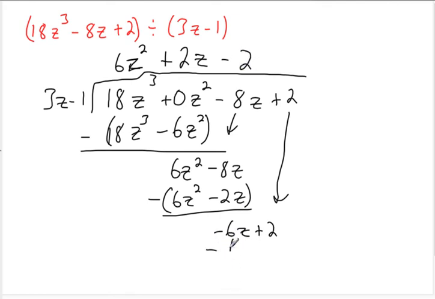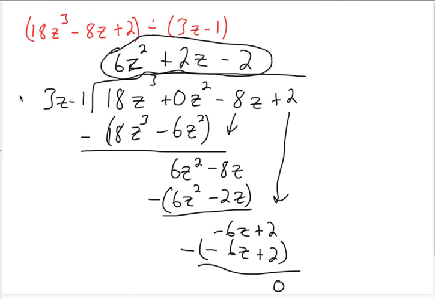Now we have negative 6z plus 2, and we're subtracting all that. Okay, so was that right? Did I make a mistake there? So let's take a look. Negative 6z plus 2, and this will be negative 6z plus 2. Okay, so we are subtracting it, and so that is going to make it 0. So here's our final answer with no remainder this time.